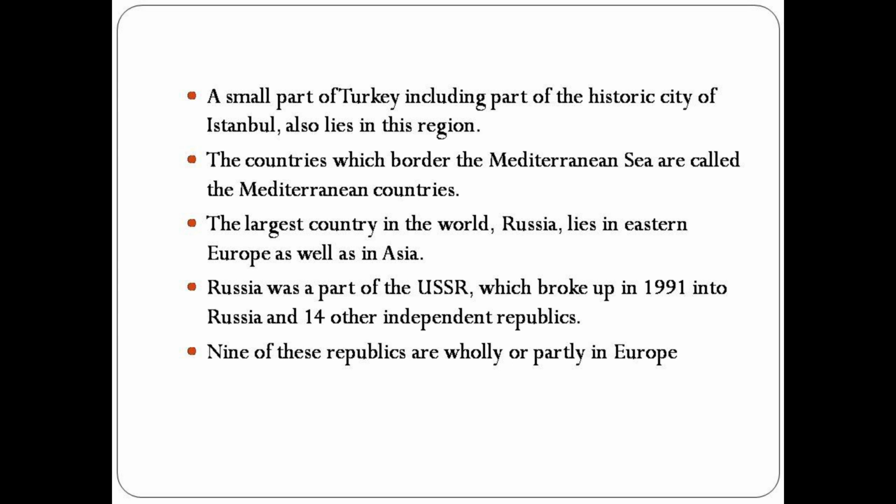The countries which border the Mediterranean Sea are also called the Mediterranean countries. Today, 21 countries are included in Mediterranean countries. The largest country in the world, Russia, lies in Eastern Europe as well as in Asia. Russia was a part of the USSR, which broke up in 1991 into Russia and 14 other independent republics. 9 of these republics are wholly or partly in Europe.